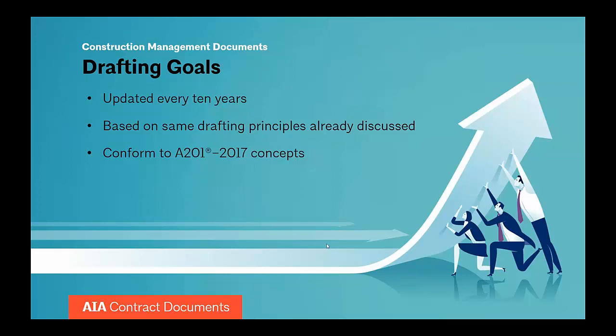They are based on the same principles, again, that I already mentioned. And the other thing is that we update our design bid build family, which is the A201 General Conditions family, also in a 10-year cycle. And so the last A201 family revision was in 2017. And so to the extent that any of the revisions made in the A201 family documents would apply in the CM documents, those edits are then carried forward. Slide 21, please.